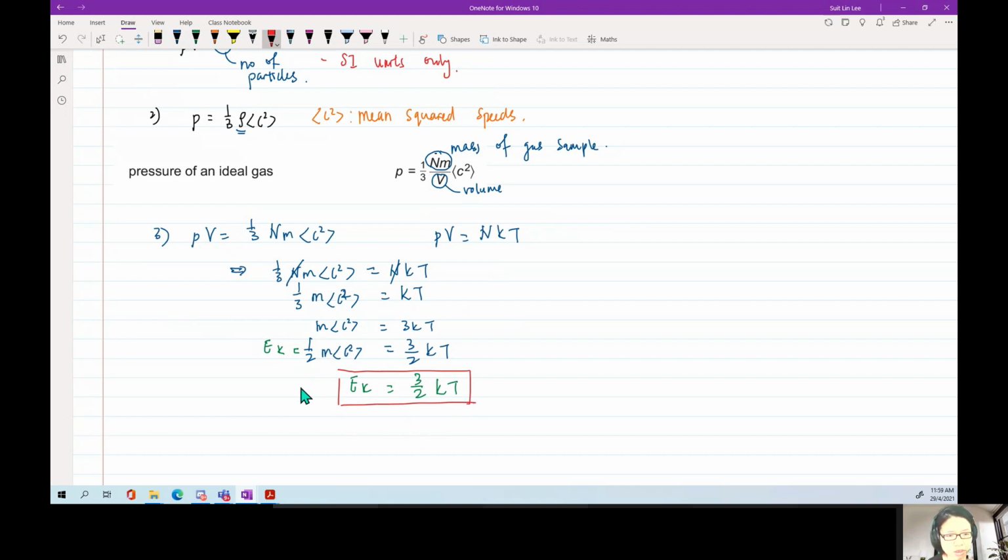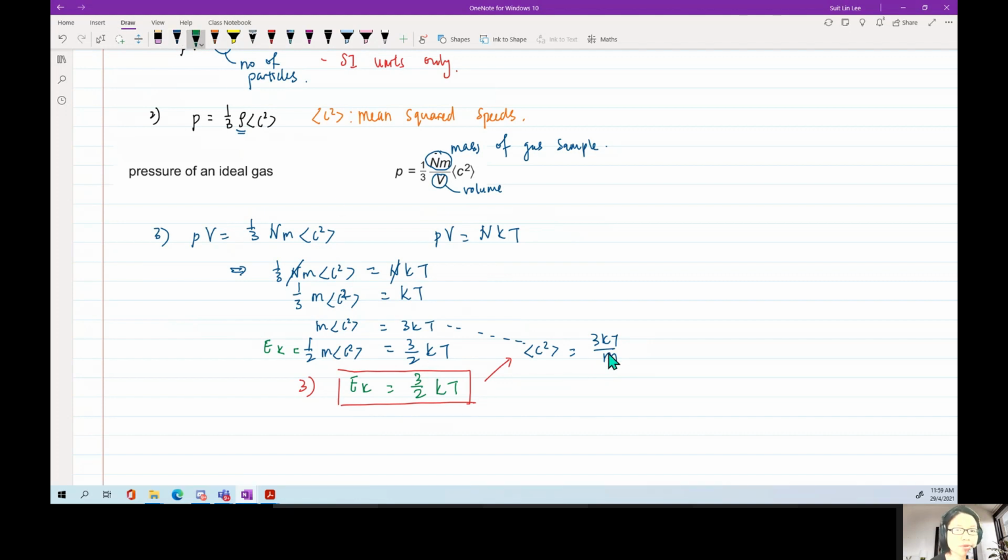Okay, so it's the third equation that you need to know. Kinetic energy is 3 over 2 kT, but you can break it down, okay? So from here, I can find the mean square speed. Mean square speed will be 3 over 2 kT, the over 2 will go away, so it's 3kT over m.